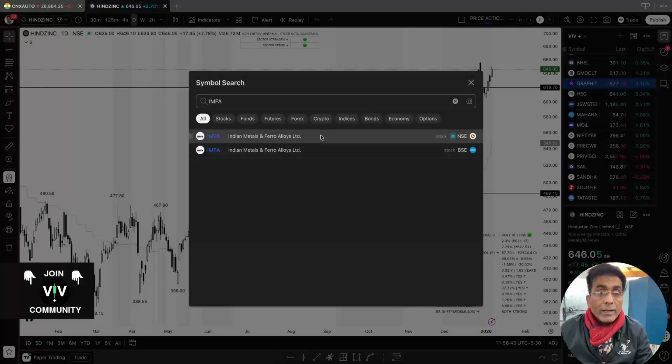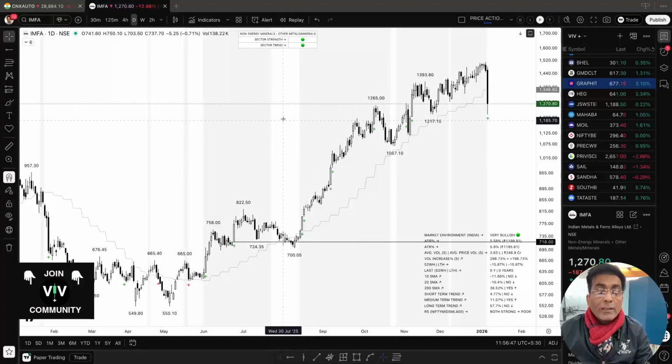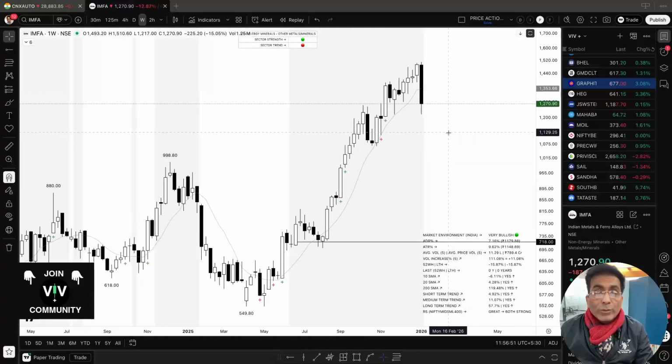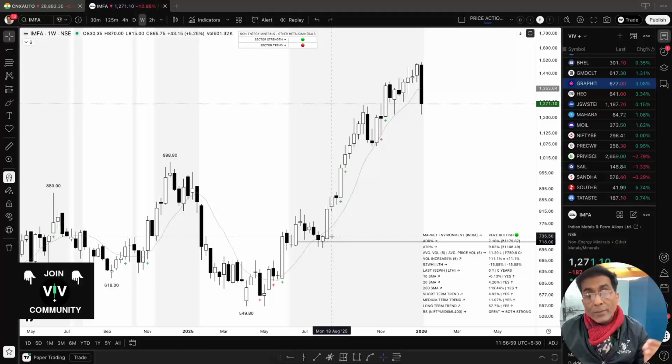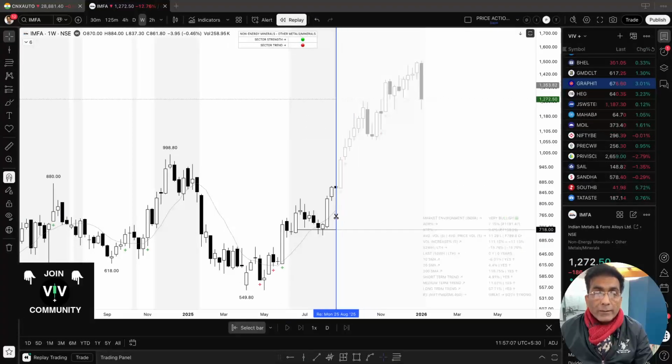There is one stock in this infra sector. Okay, today it is falling, but look here, let me show you. When it showed the first move, then it took a retracement, then again showed strength. Let's check here.